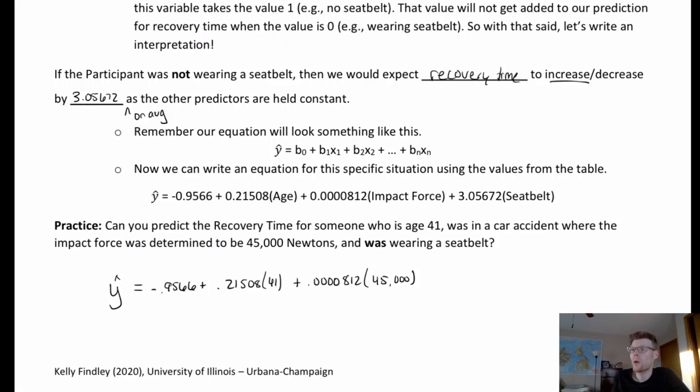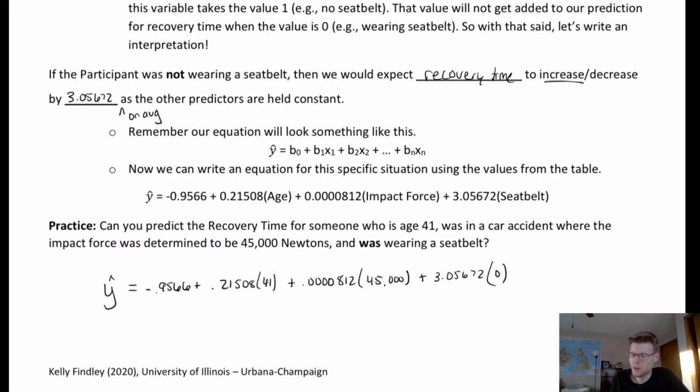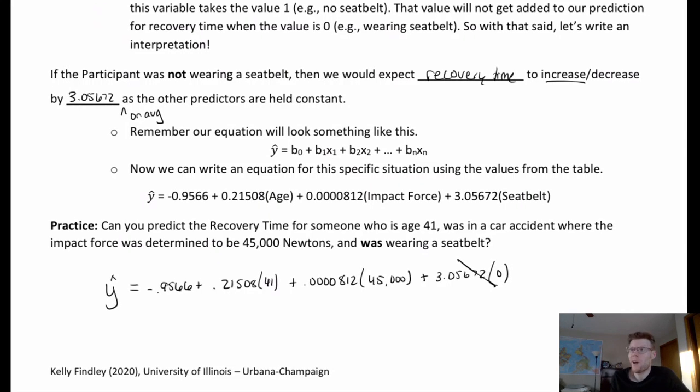And they were wearing a seatbelt, which means that this is going to be the 0 category, right? Because not wearing a seatbelt is 1, as this model defined it. Wearing a seatbelt is going to be 0, which means that this term is just going to go away. We're not going to add it in. So the remaining equation then represents people who were wearing a seatbelt. This would be the adjustment I make for somebody who wasn't wearing a seatbelt.